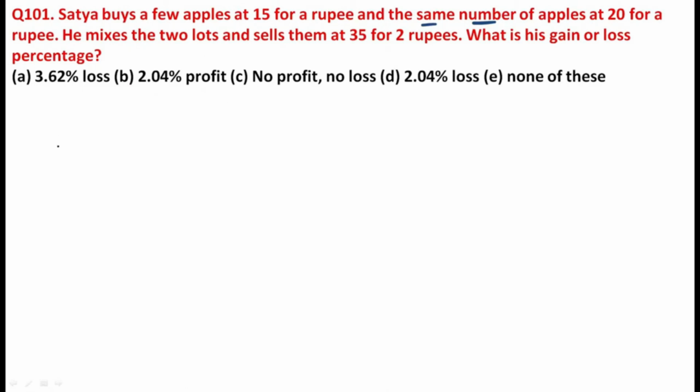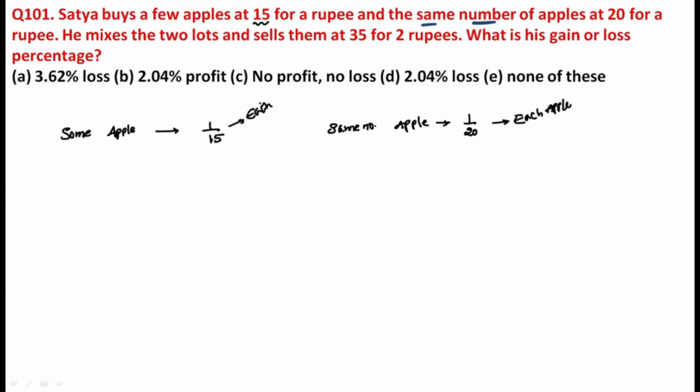Initially, we don't know how many apples there are, so some apples. They can get 15 for a rupee, so each apple is equal to 1 by 15th. In the same way, the same number of apples he buys at 20 for a rupee, which means each apple is 1 by 20. That is each apple's price.